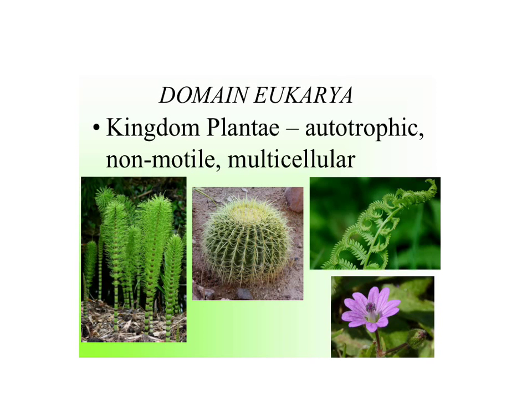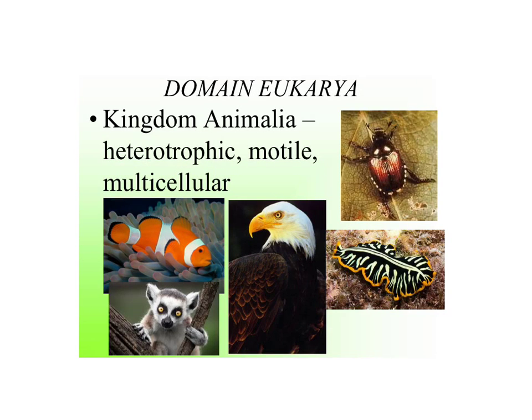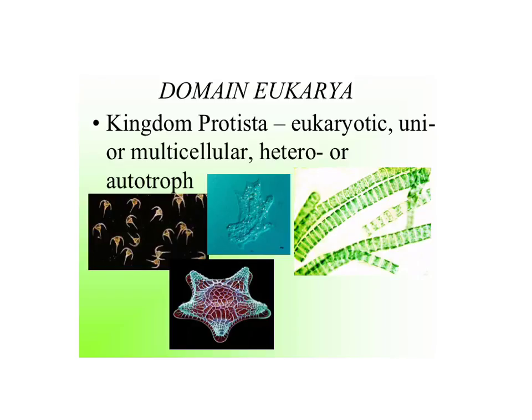The second kingdom in Eukarya is the kingdom Plants. These are autotrophs. They are non-motile, they're rooted to the ground, and they are multicellular. And you're probably familiar with plants. You see them every day. The third kingdom in domain Eukarya is Animalia, and I'm sure you're familiar with animals. These are heterotrophs. That means that they have to eat. They have to get their food from somewhere by eating. They are motile, which means they can move around from place to place as they choose. And they are multicellular.